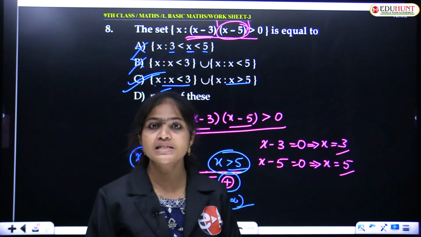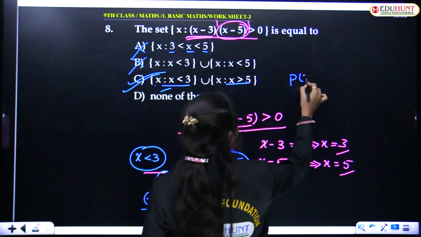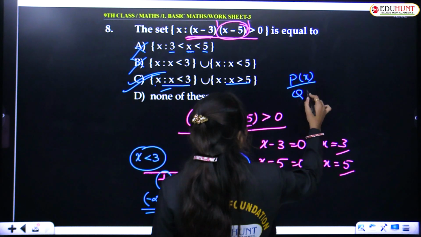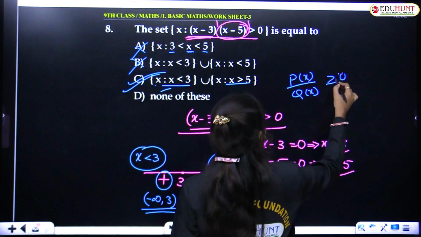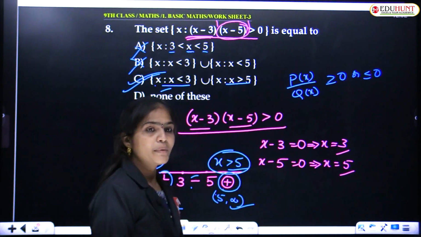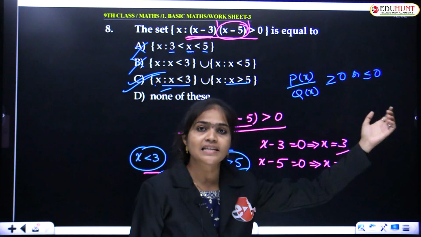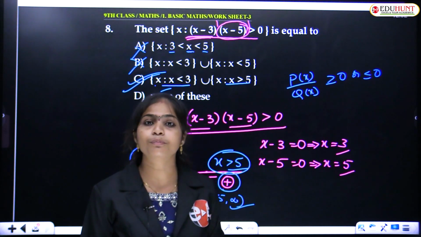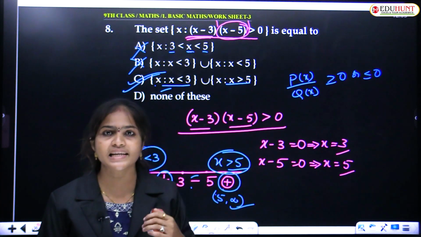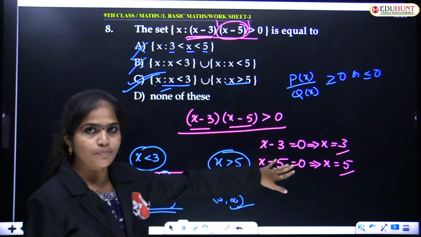Okay children, so by using this method we can write the intervals of inequations which are in the form of P of x by Q of x greater than or equal to 0 or less than or equal to 0. Maybe you have a doubt: madam, here the conditions are greater than or equal to 0 and less than or equal to 0, but you explained greater than 0 and less than 0. So how to take that? I will explain that here.